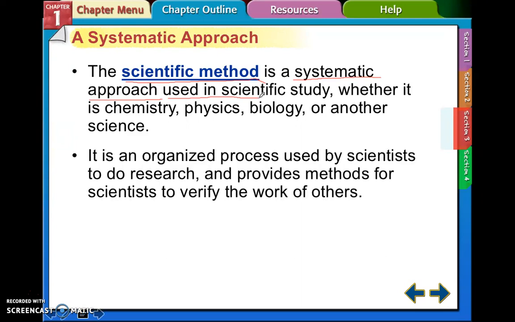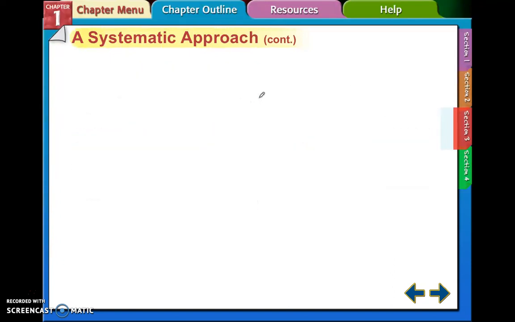So it's an organized process used by scientists to do research and provide methods for scientists to verify the work of others. So it's an organized way to do science. It's called the scientific method. Think about it this way, girls. You have a system that you use in order to get ready to go to school. You don't just wake up and leave out the house. You go to the bathroom, maybe you take a shower, you brush your teeth, you eat breakfast, or you don't eat breakfast. You take your clothes out. So you have an organized way, and the way that scientists do it is called the scientific method.